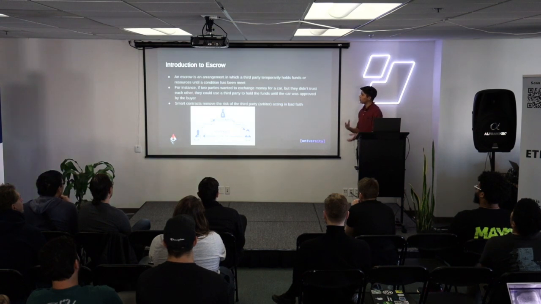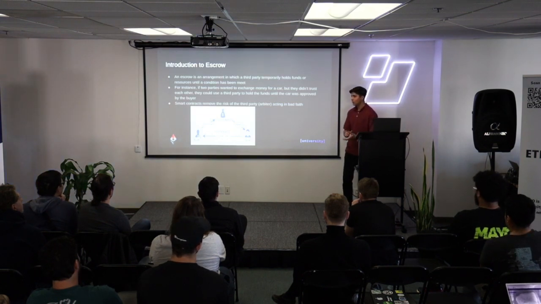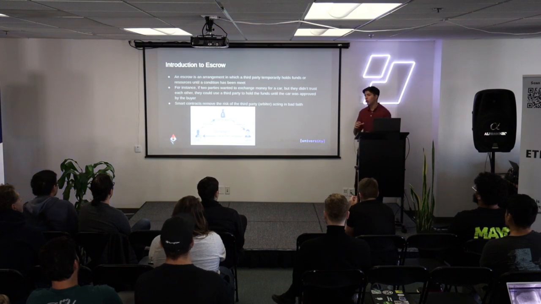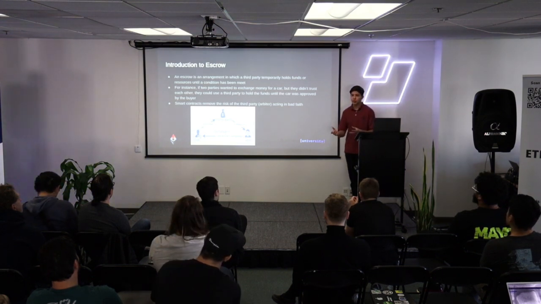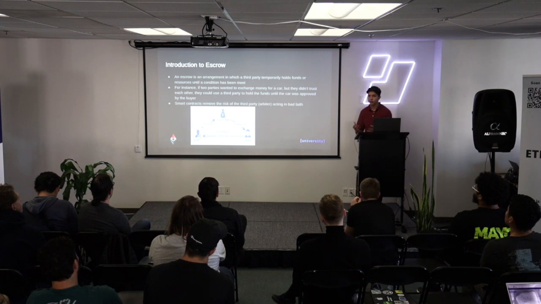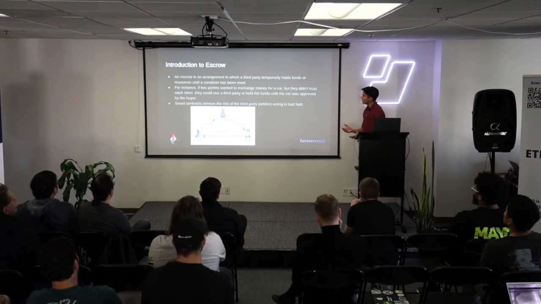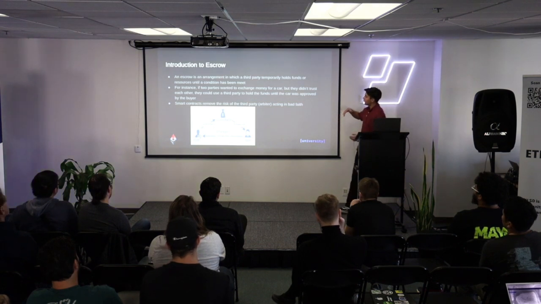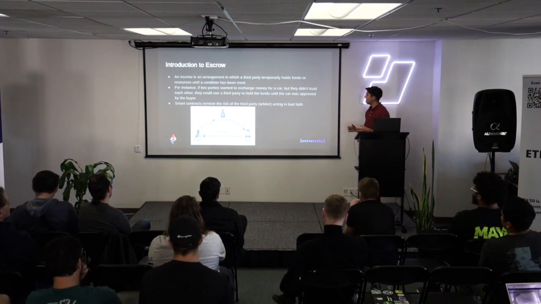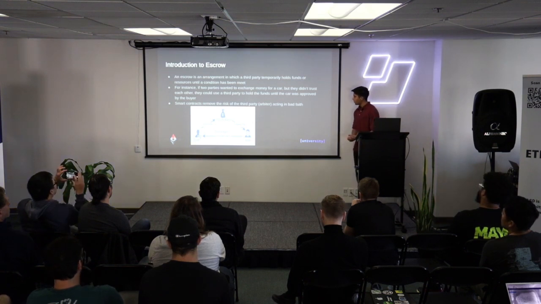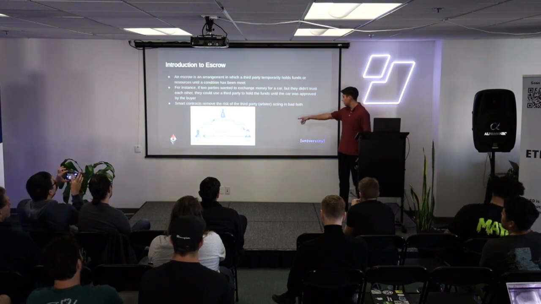Now I'm going to give a little bit of an introduction to escrow, which is a concept that you're going to be using for the final project. It's also a really common concept that pops up a lot with smart contracts, because smart contracts are so well built for escrows. An escrow is basically an arrangement in which a third party temporarily holds funds or resources until a condition has been met. There's a little diagram I included here.